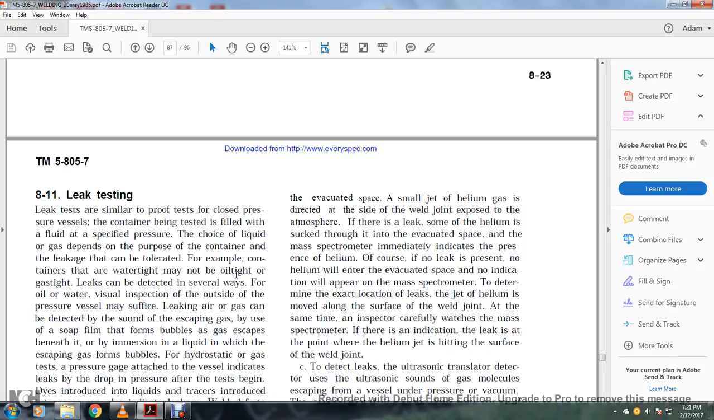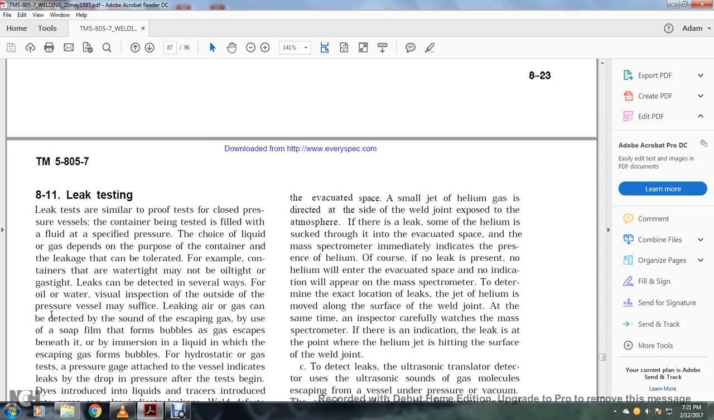8.11, leak test. Leak tests are similar to proof tests of a closed pressure vessel, the container being tested filled with fluid. The specified pressure of the liquid or gas depends on the purpose of the container. The amount of leakage that can be tolerated varies. For example, containers that are watertight may not be oil-tight or gas-tight. Leakage can be detected in several ways. For oil or water, visual inspection of the outside of the pressure vessel may suffice.